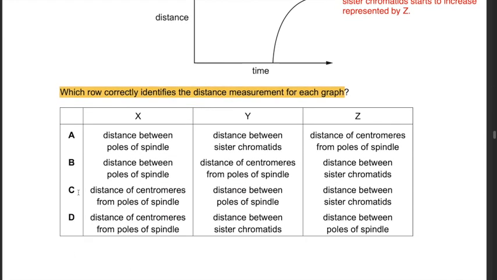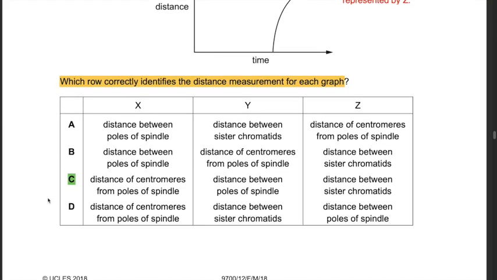Therefore, C is the correct choice. Distance of centromeres from poles of spindle represents x. Distance between poles of spindle represents y. Distance between sister chromatids represents z.